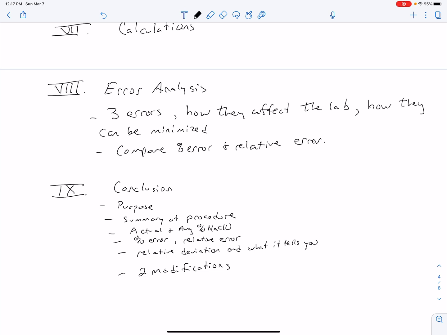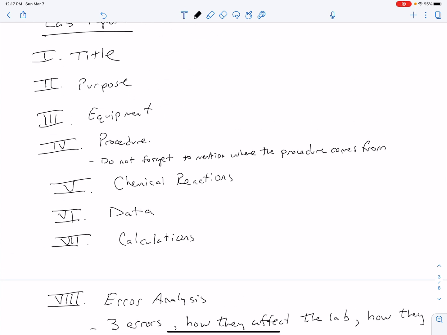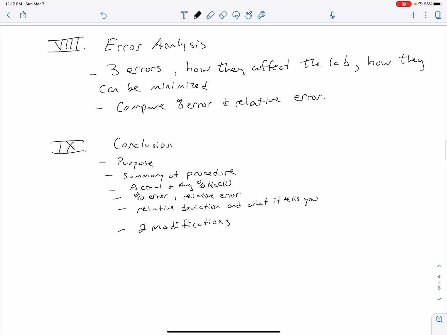Okay, again, I'm looking at the procedure part to actually do the lab from what you gave. Then give me what you got. What's the actual, the 7.5%? What was the average percent of sodium hypochlorite in bleach?